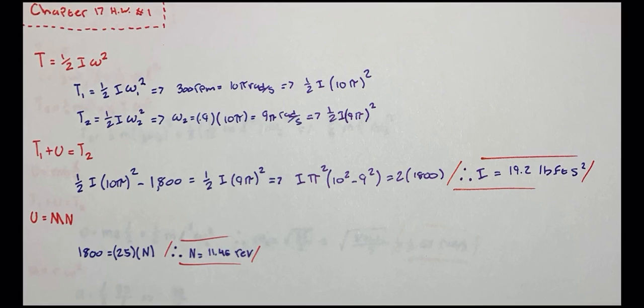So we know that T is equal to 1/2 times I omega squared. Knowing that, we can solve for T1 and T2 respectively, and we know that T1 plus U is equal to T2, so we can plug in our knowns and solve for I. And we know that U is equal to the moment times the number of revolutions, which would give us 11.46 revolutions.